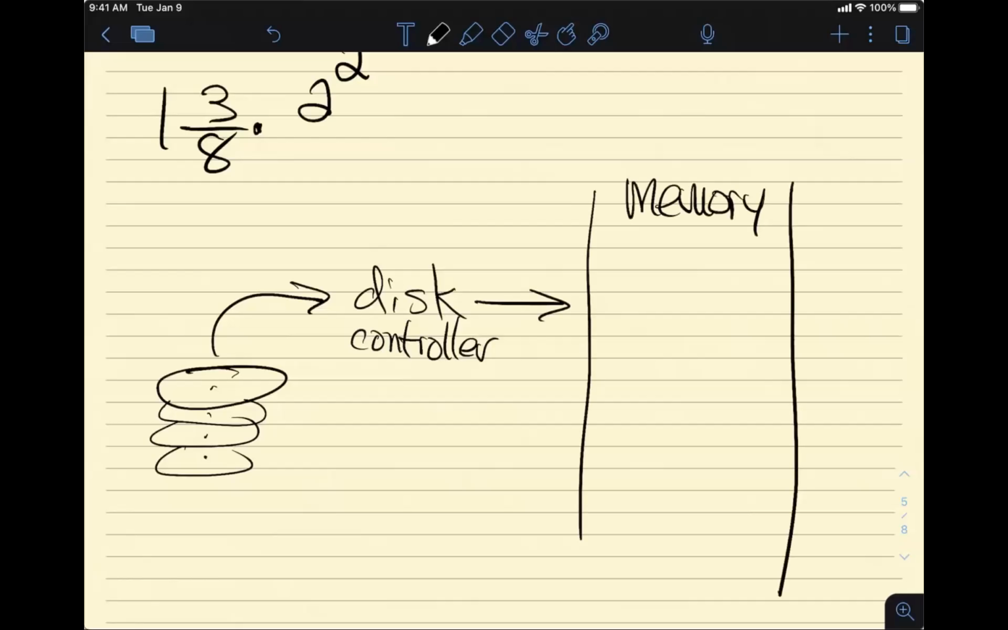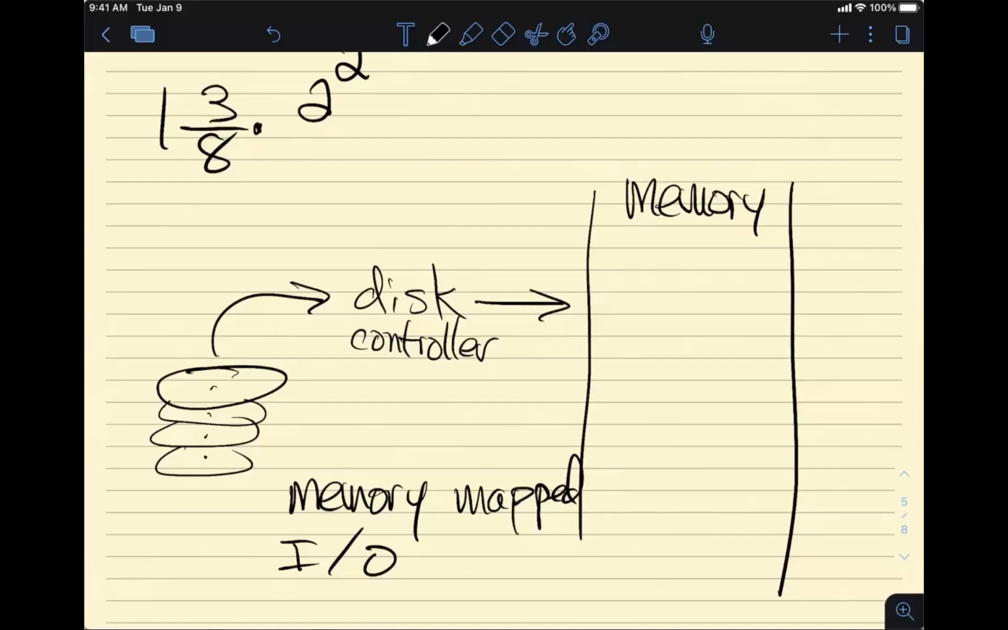So what I'm showing you is memory-mapped I/O. Somewhere the disk controller is represented in memory. When you read from that memory, you're reading from the disk controller. When you write to that memory, you're writing to the disk controller. So the memory is just a proxy for an actual piece of hardware someplace else.